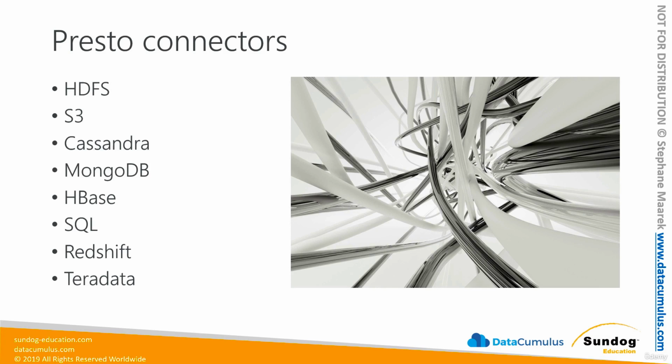Redshift is also there, and Teradata. So again, a very wide variety of data sources that you can tie together using Presto. And they can be both relational and non-relational databases. It doesn't care. It can treat them all as a SQL interface, which is really interesting. Presto is even faster than Hive in many cases, and Hive is pretty darn fast, so that's pretty impressive, right?